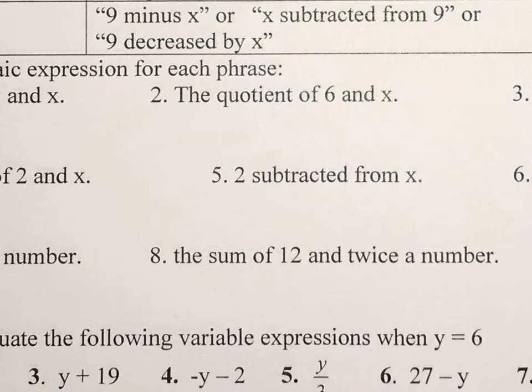Like, you might have the quotient of 6 and x. Oh, quotient's division. 6 and x, so that's 6 divided by x. Or maybe I'll just pick this one right here. 2 subtracted from x. Oh, subtracted from means I'm going to subtract, but I need to switch the order. So it's really going to be x minus 2 instead of 2 minus x. So all these, many of these are going to be selected to be the first 7 questions on Friday's test.